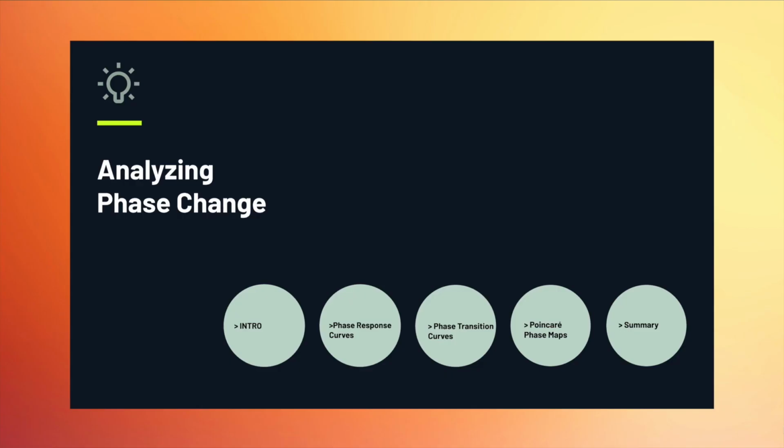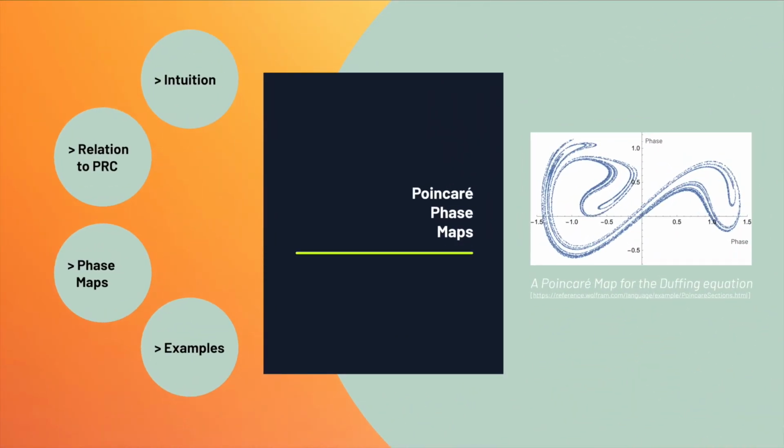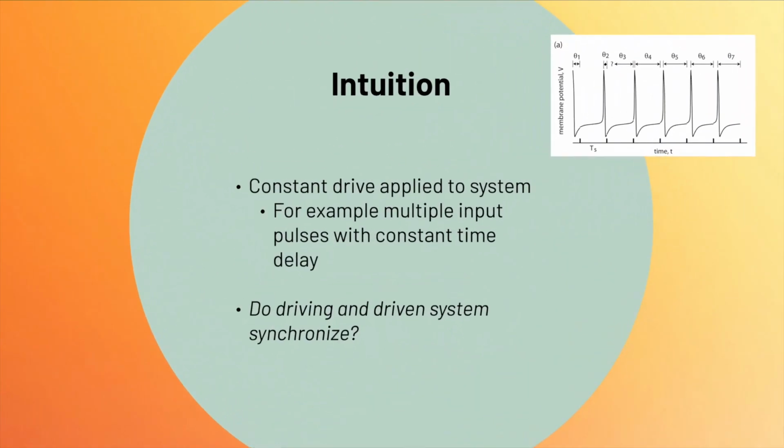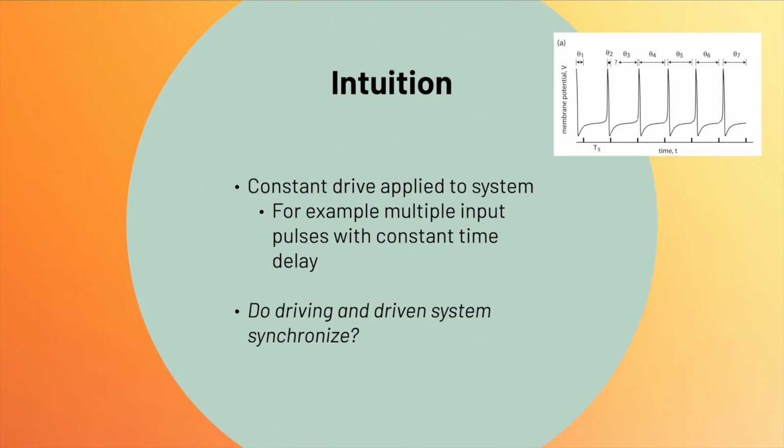So far we only looked at the effect of single impulses on the phase of a system. We will change this now when looking at Poincaré phase maps. First, let's start with an intuition. The general idea is that a constant drive is applied to a system, for example multiple input pulses with a constant time delay. The question that we then pose is, do driving and driven systems synchronize their phase behavior?